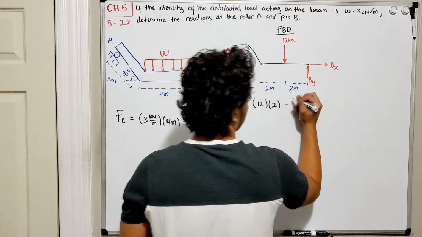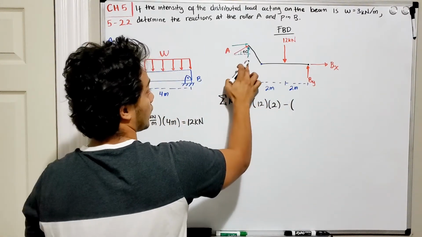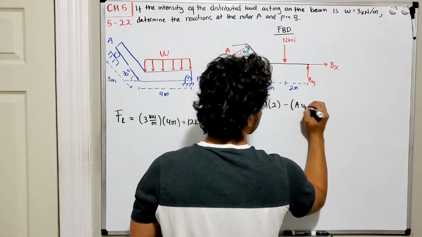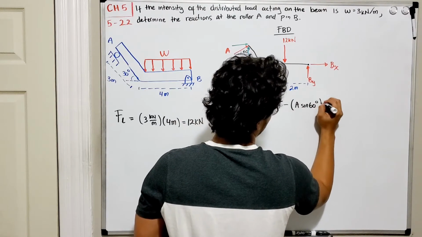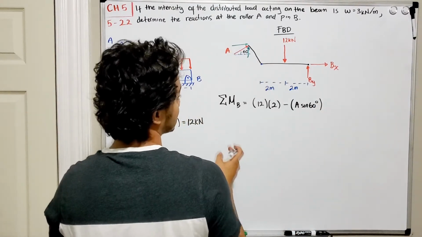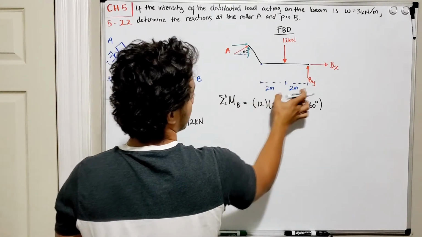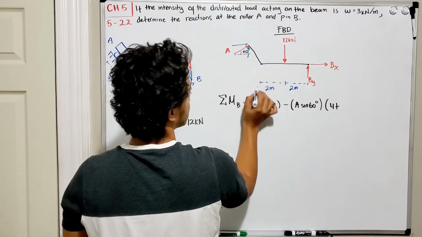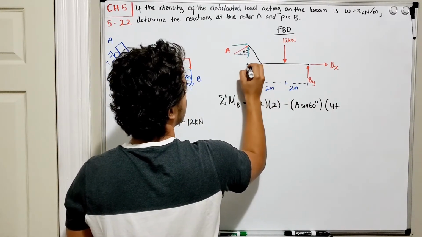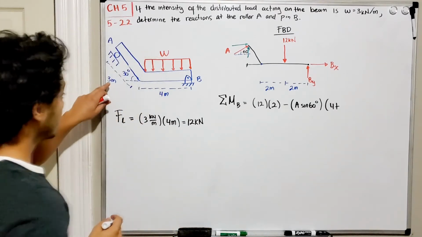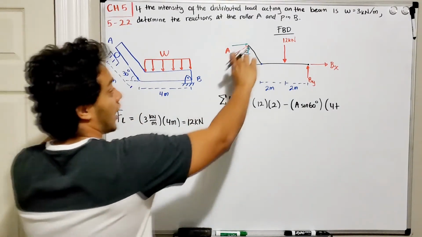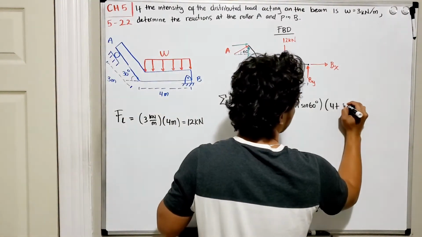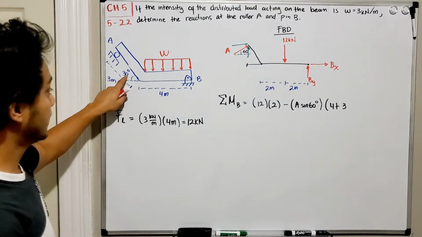So, the y component of A is going to be equal to A multiplied by the sine of 60 degrees, okay? Multiply by the distance. Well, we have 4 meters, so we're going to do 4 plus, how much is the distance from here to here? Well, we can calculate that distance because we know the hypotenuse of this big triangle, which is 3 meters. So it's going to be 3, and the angle is 30 degrees.